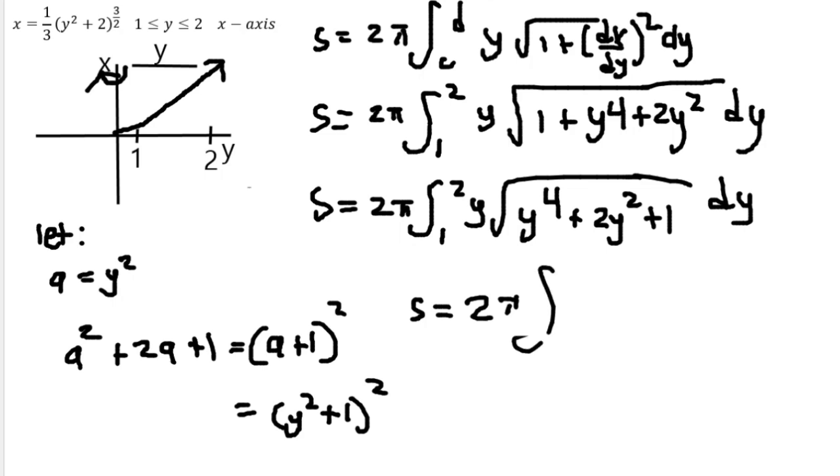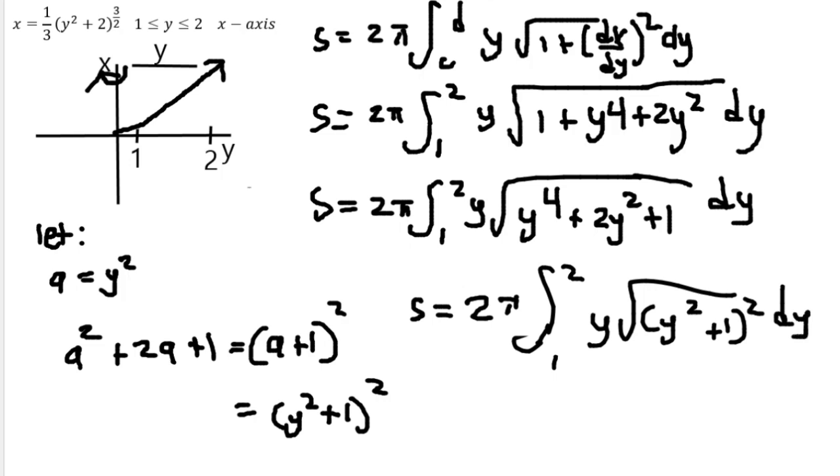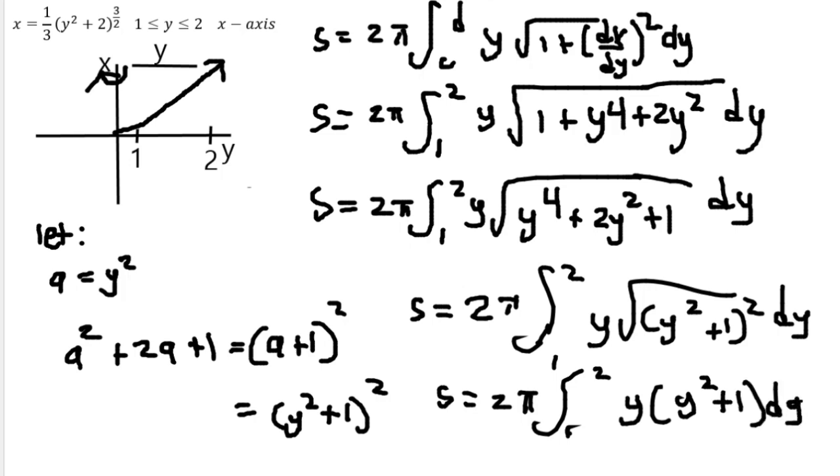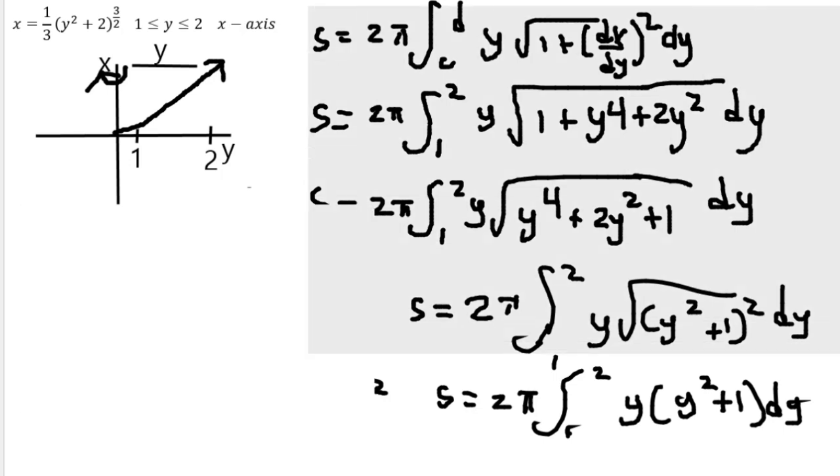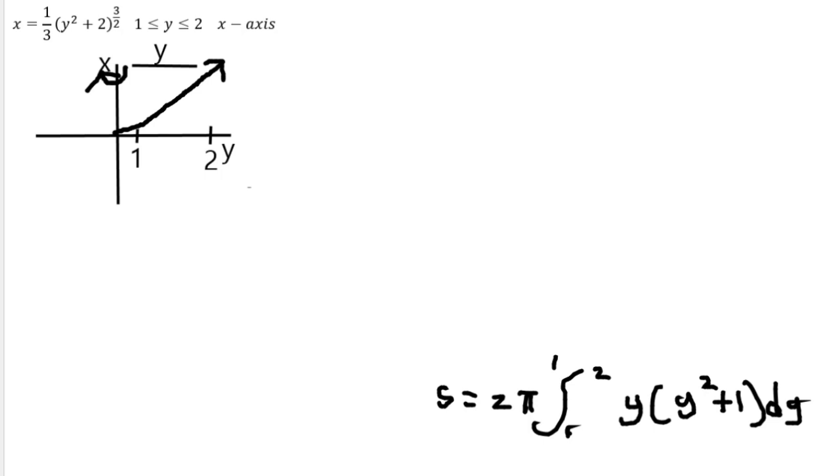Okay, so we have now 2 pi and the integral from 1 to 2, multiplied by y, and we got the square root of (y squared plus 1) squared here. That will be cancelled. So the surface area of revolution is going to be 2 pi times the integral from 1 to 2, multiplied again by y, and the radical sign is cancelled. So we got y squared plus 1 dy. Then what we can do now is distribute it again. Let's delete this, we don't have enough space. It's a massive problem though.